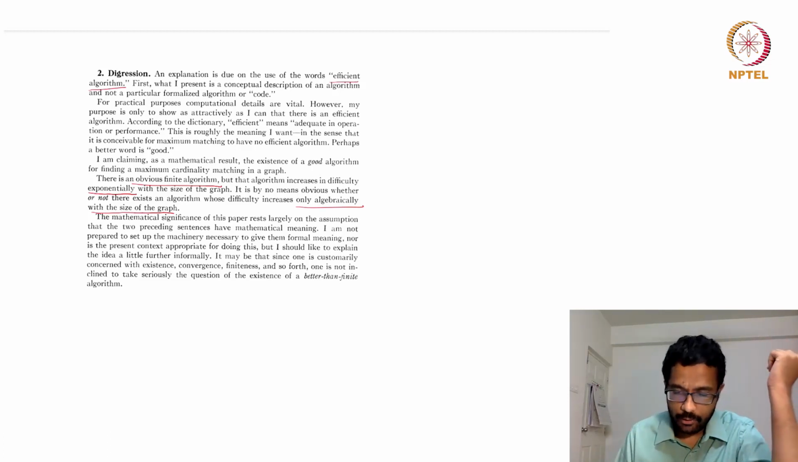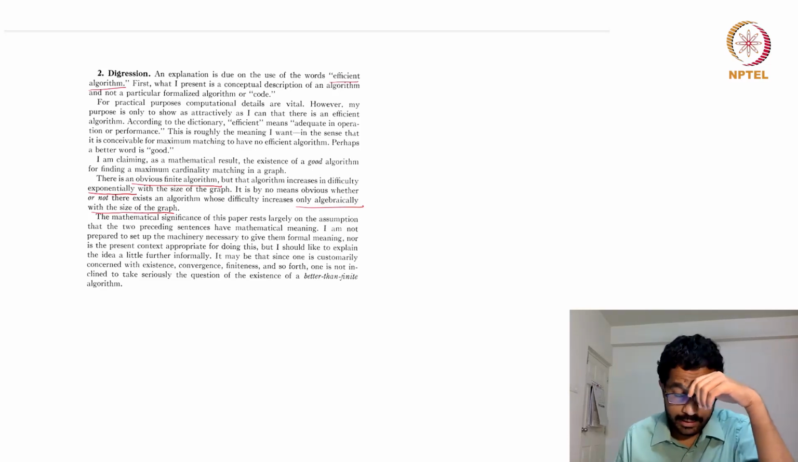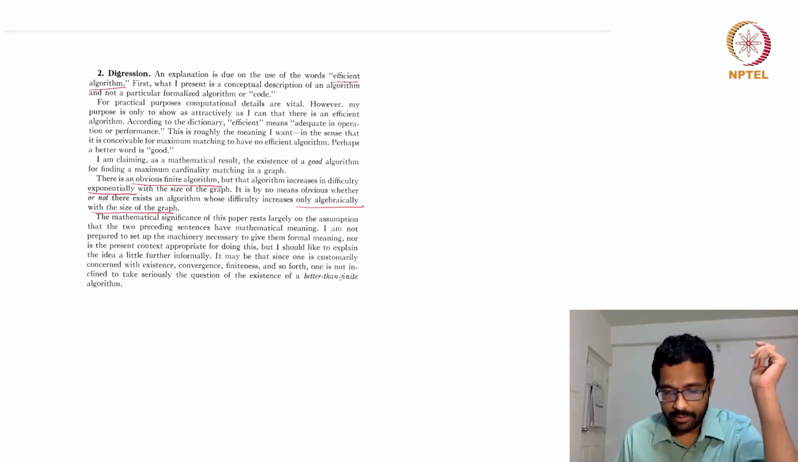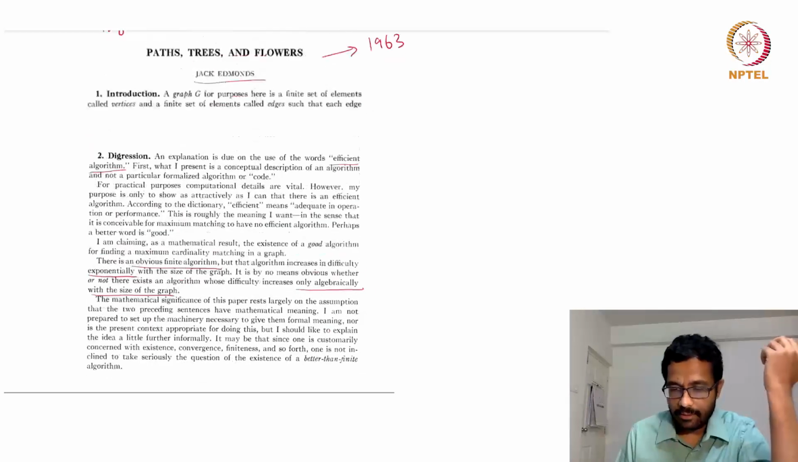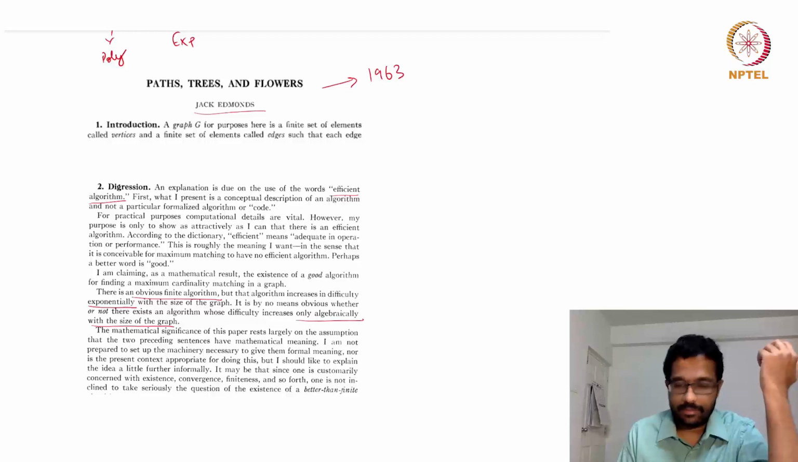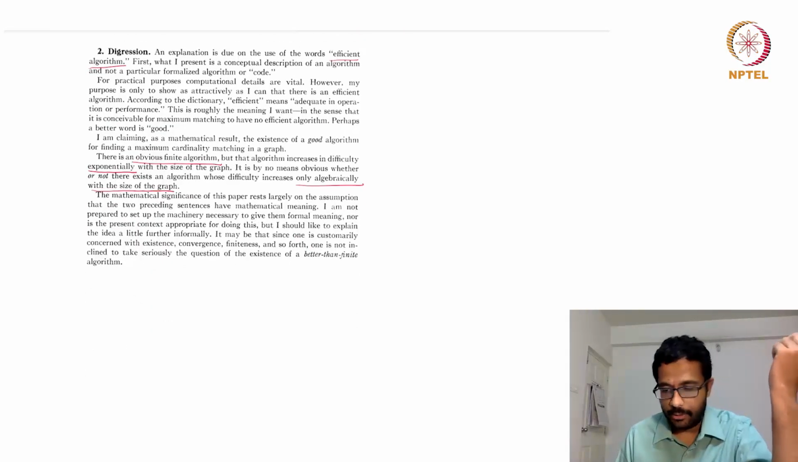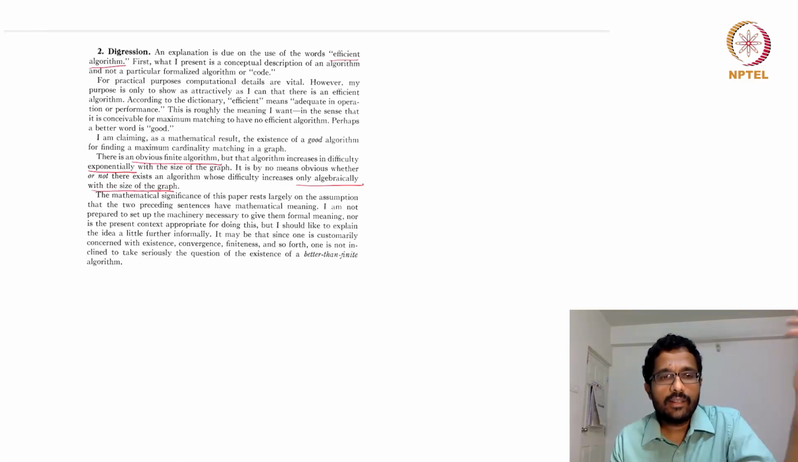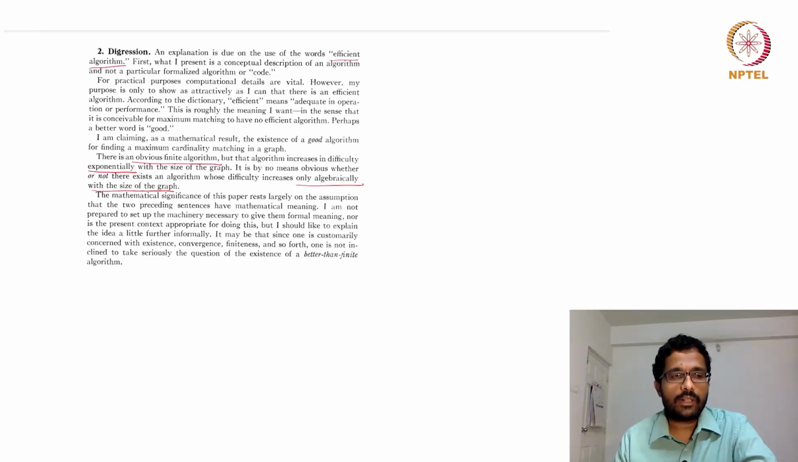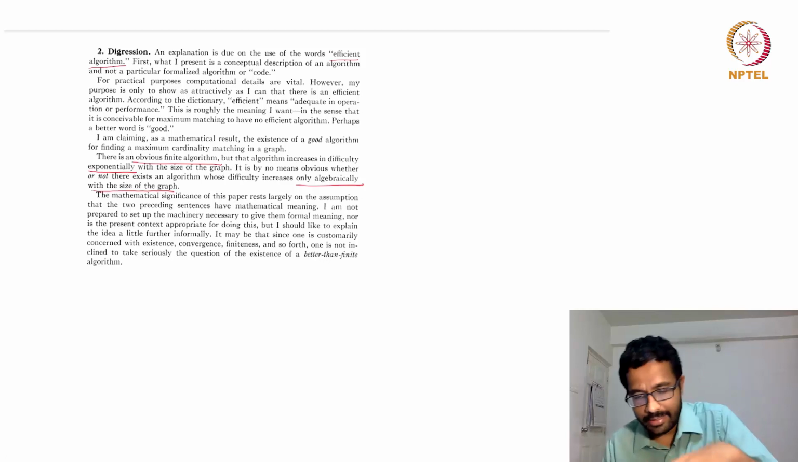For the full details, you can download his paper. The paper is available online. The title is Paths, Trees and Flowers. If you type Paths, Trees and Flowers by Jack Edmonds in Google, you'll find a link to the PDF. You can read the full section too. It is about him asking what is efficient, what is not efficient, why this is efficient, and then defining running time and so on. So there are some other details to it.